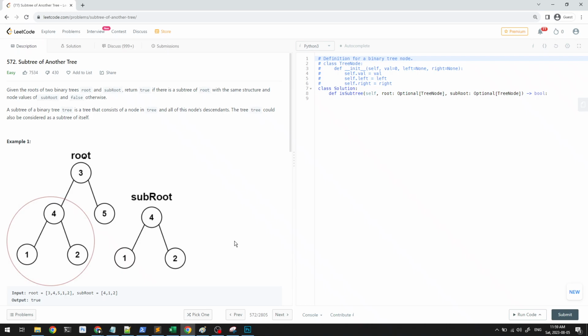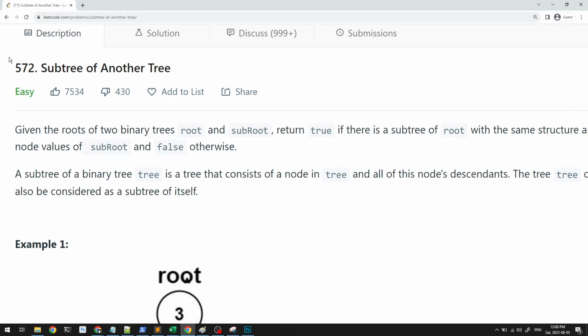Hey everyone, in this video let's take a look at question 572, Subtree of Another Tree on Leetcode. This is part of our Blind 75 list of questions, so let's begin.